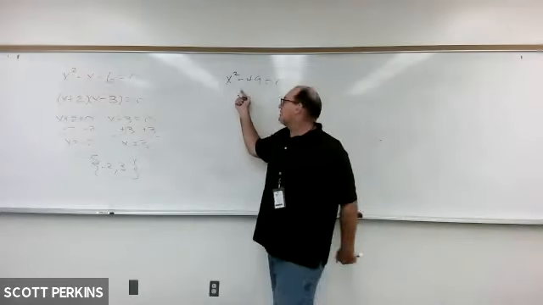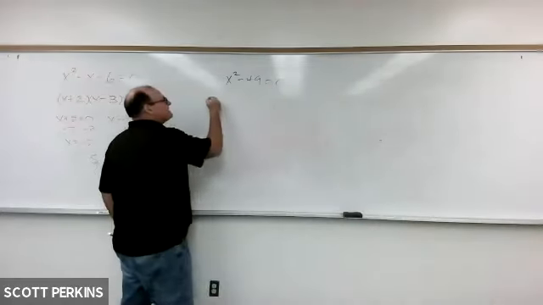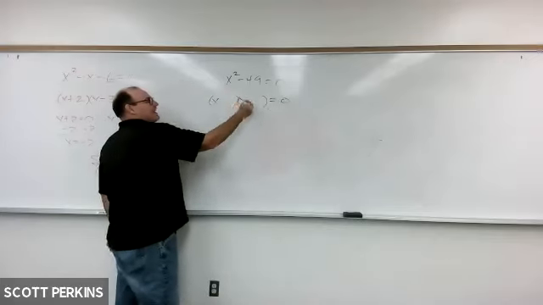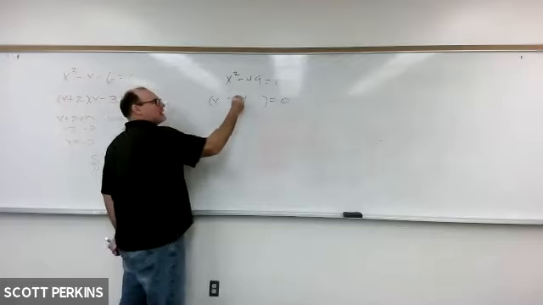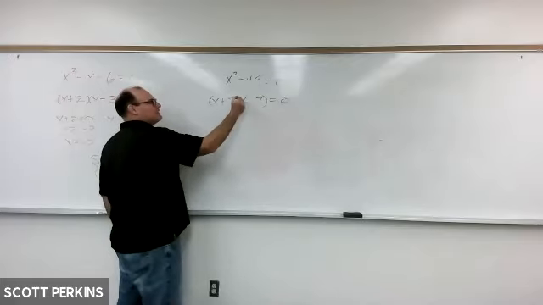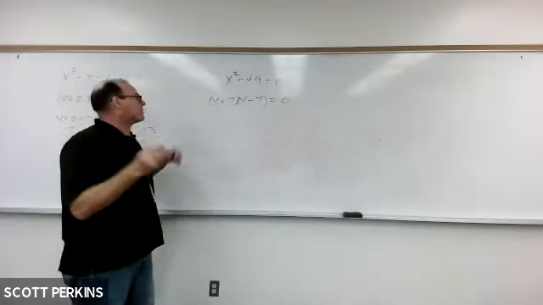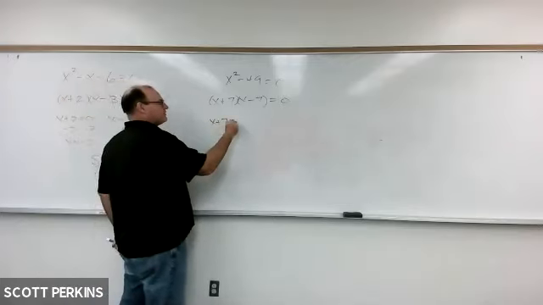From our last section, hopefully you recognize this: difference of squares. So x squared, my firsts are x and x; 49, my lasts are 7 and 7; plus one and minus the other, or minus and plus, whatever you want. Difference of squares. Take the two factors.